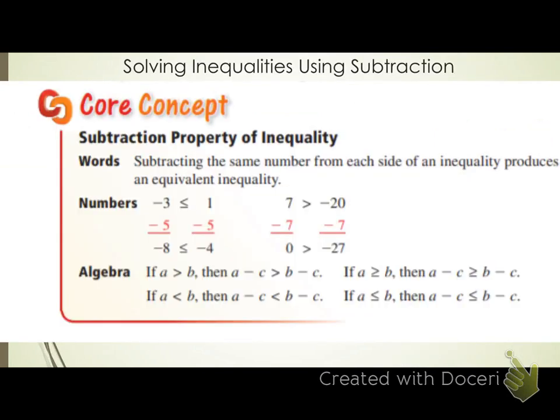Same thing with subtraction. If I subtract the same number from both sides of an inequality, it produces an equivalent inequality. So -3 is less than or equal to 1 is a true statement. If I subtract 5 from both sides, I get -8 is less than or equal to -4. Is that still true?